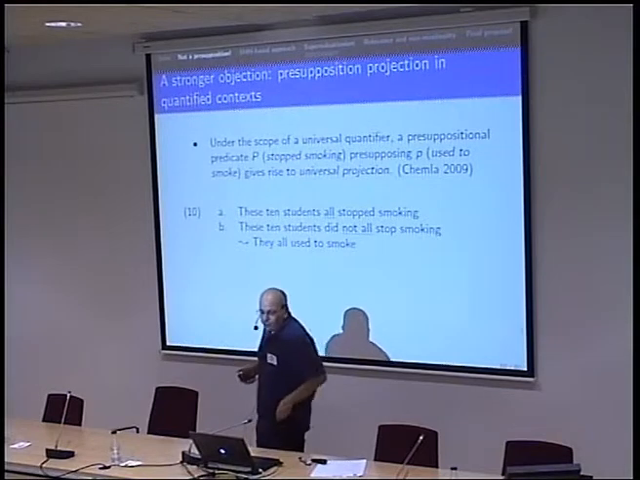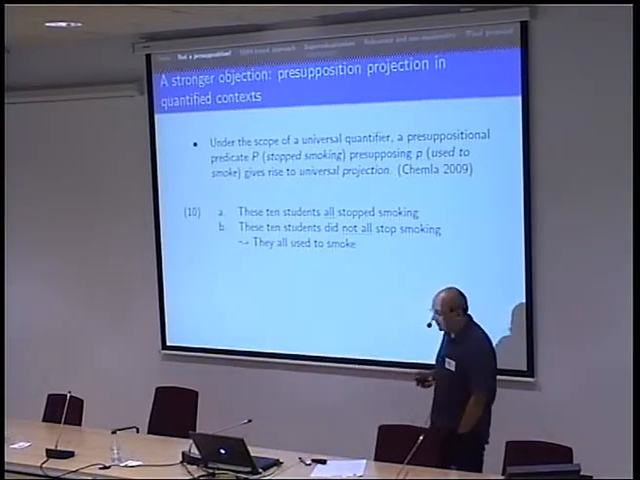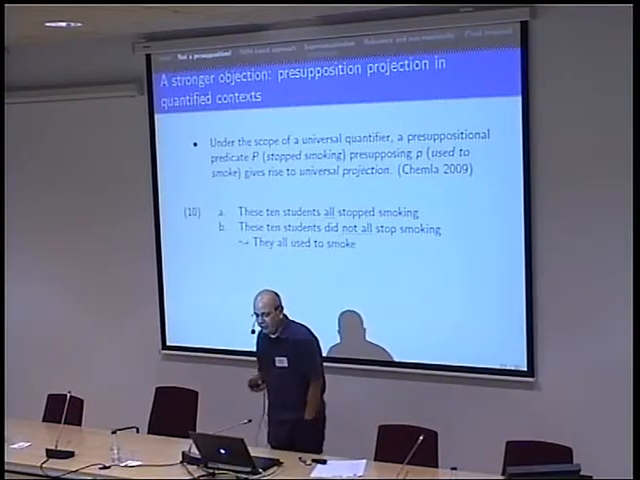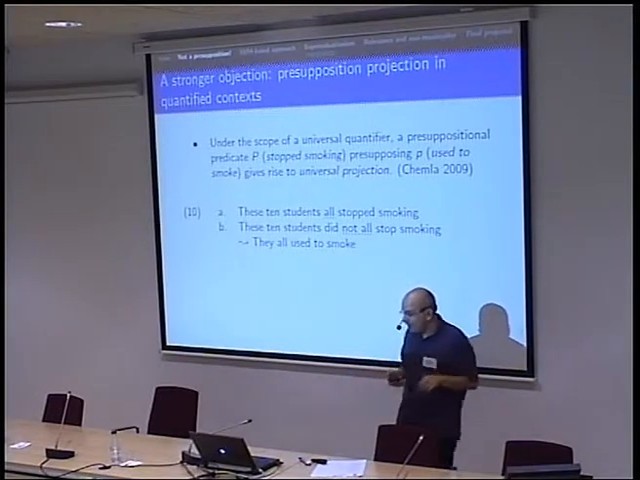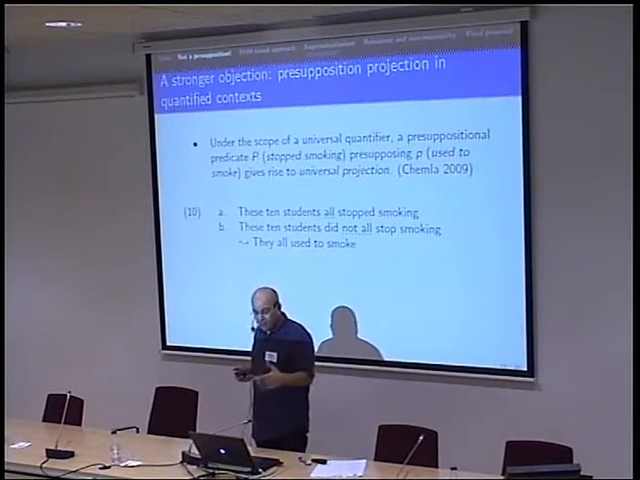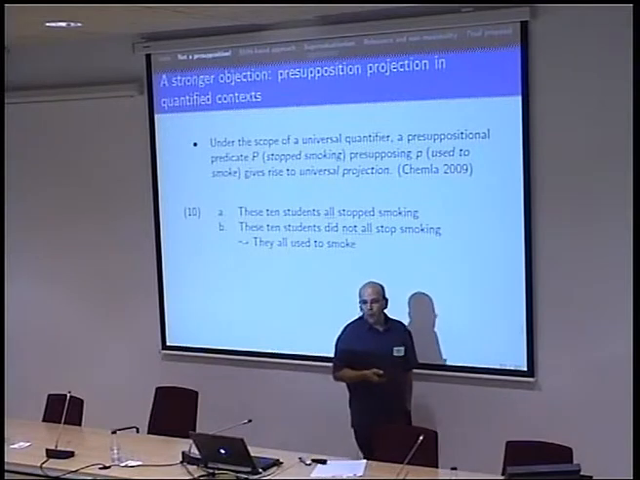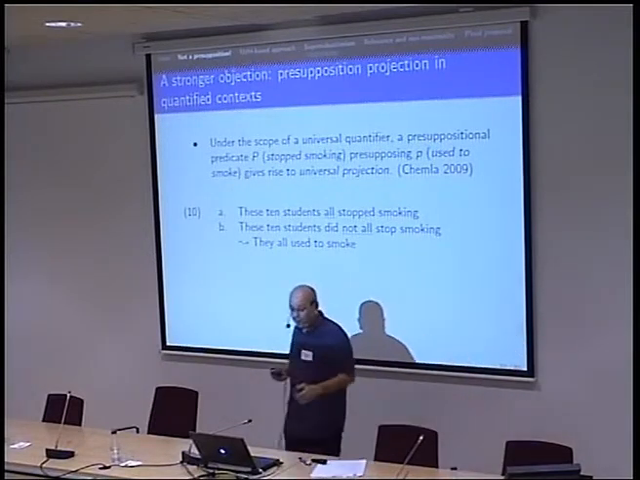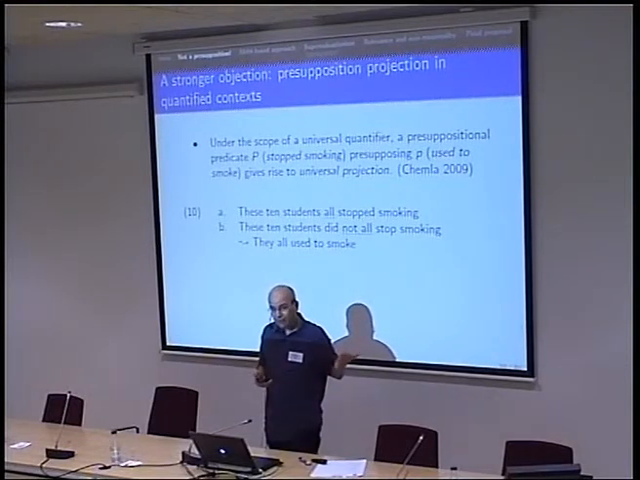So a stronger objection has to do with presupposition projection in quantified contexts. Under the scope of a universal quantifier, a presuppositional predicate P, such as "stopped smoking," presupposing little p, "used to smoke," gives rise to universal projection. So that's a well-established result. If I say "these 10 students all stopped smoking," or "these 10 students did not all stop smoking," you get a pretty strong inference that they all used to smoke.